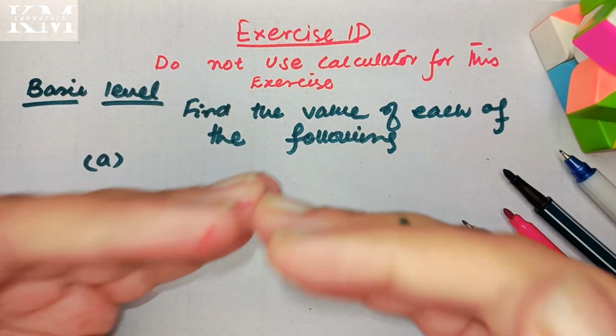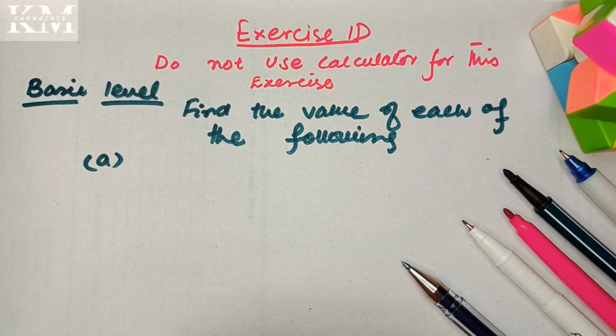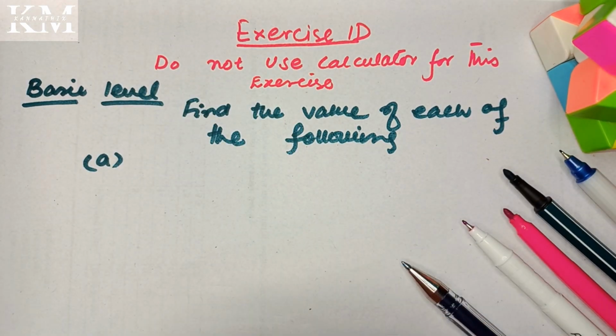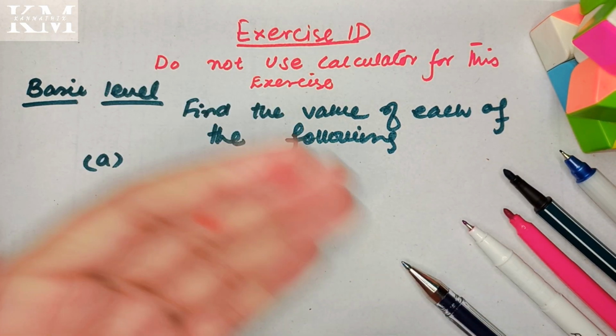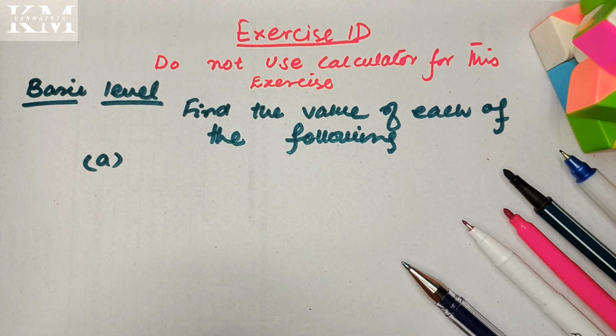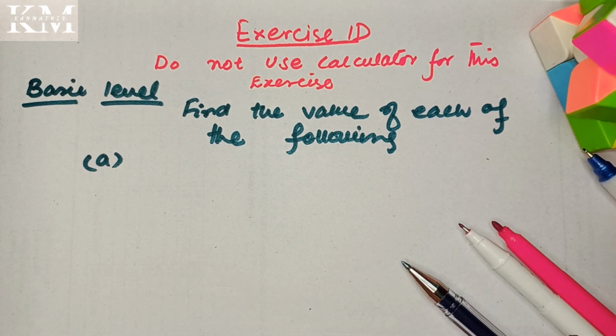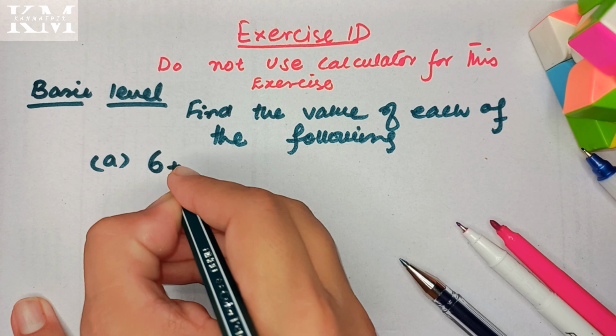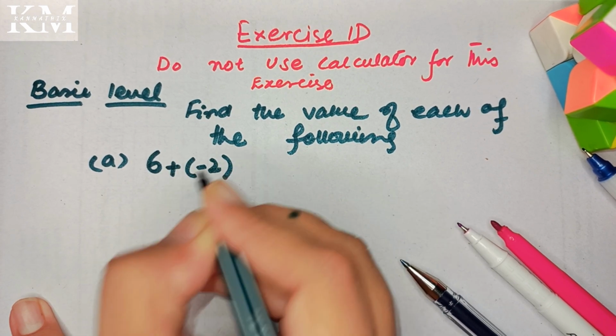Mean to say you have to do the proper steps, but you can confirm your answer at the end by using the calculator. Dear students, so let's start. Your first question is, first part is 6 plus minus 2.